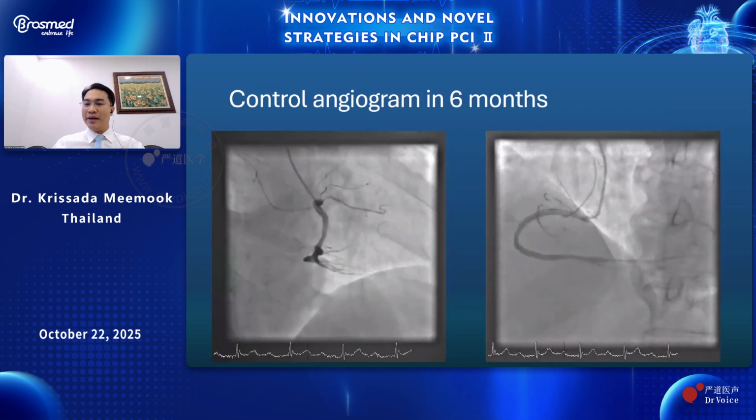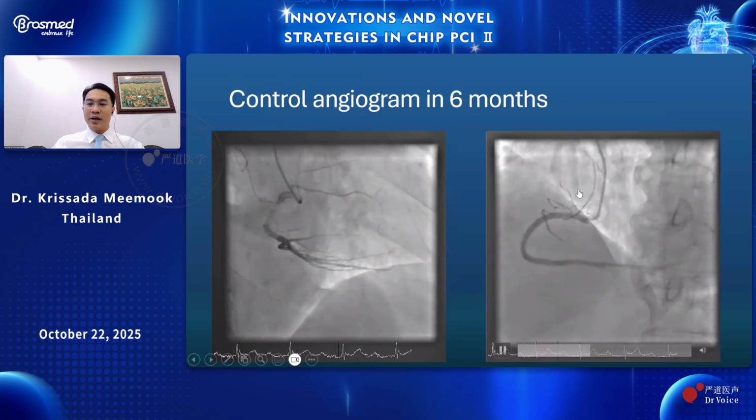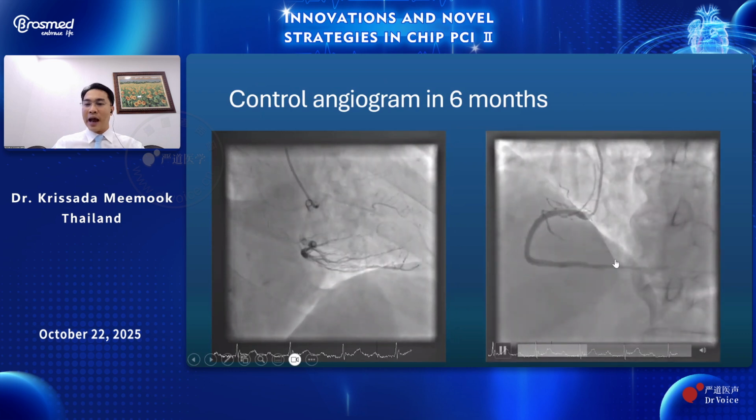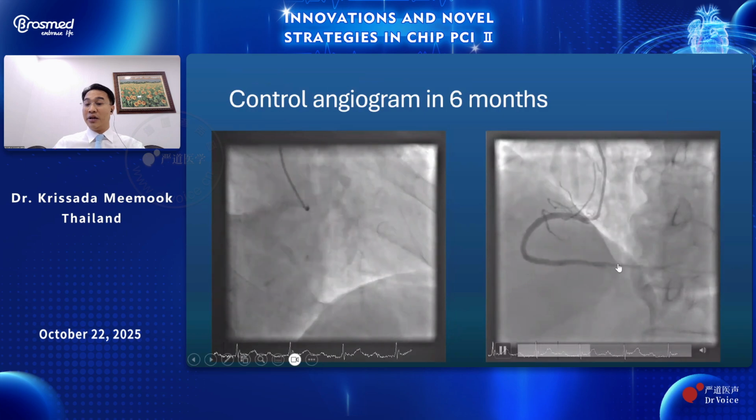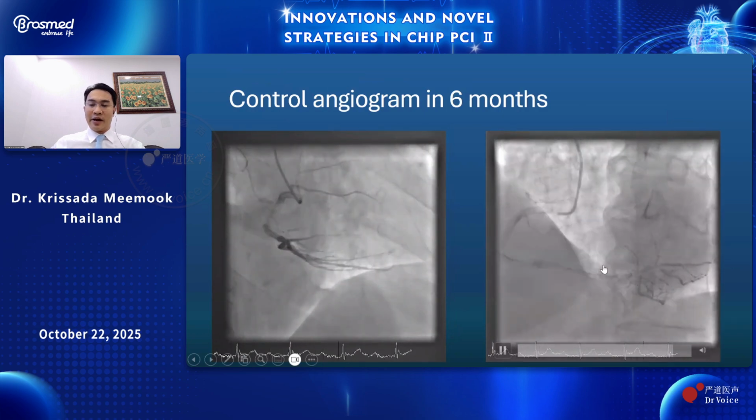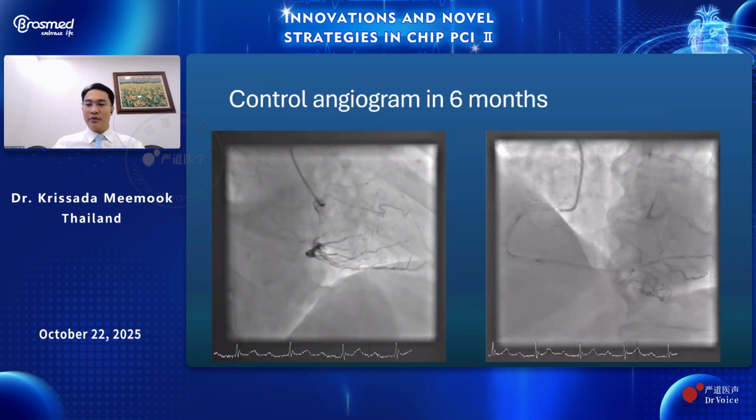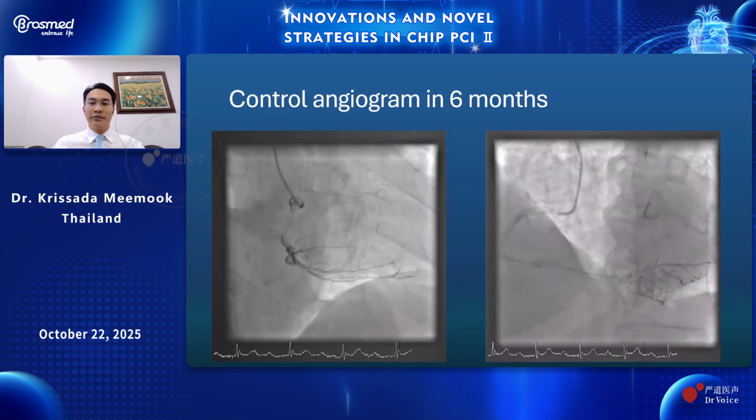After 6 months, we had the opportunity to bring the patient back to do the control angiogram. You can see the vessel is well open, and also the PLB hematoma is healed already. This is the final result of the patient. The patient was followed for maybe 4 or 5 years, and the patient has no event.